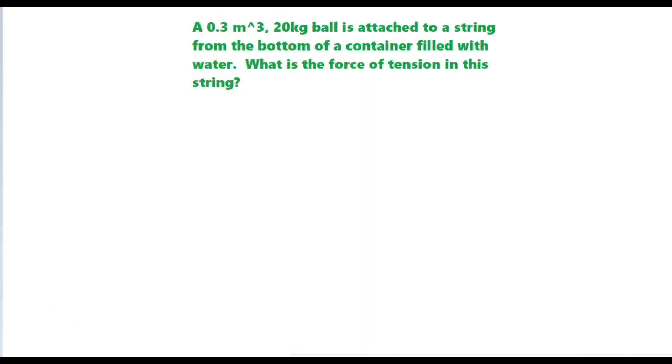Now for our second problem, we have a 0.3 meter cubed, 20 kilogram ball that's attached to a string from the bottom of a container filled with water. What is the force of tension in this string? So for this particular one, we have an object that is trying to float towards a surface, and we have tension that is pulling it downwards.